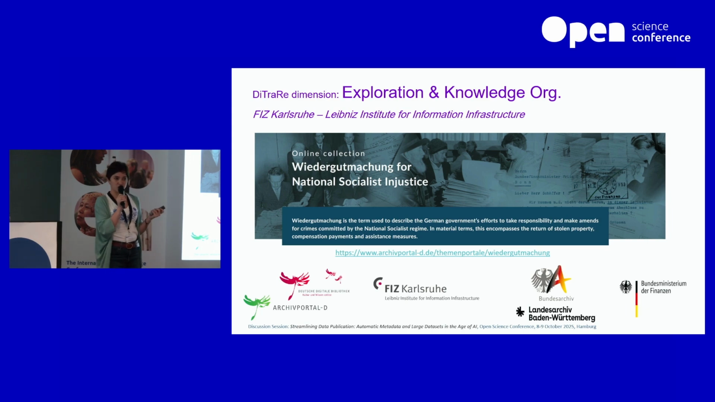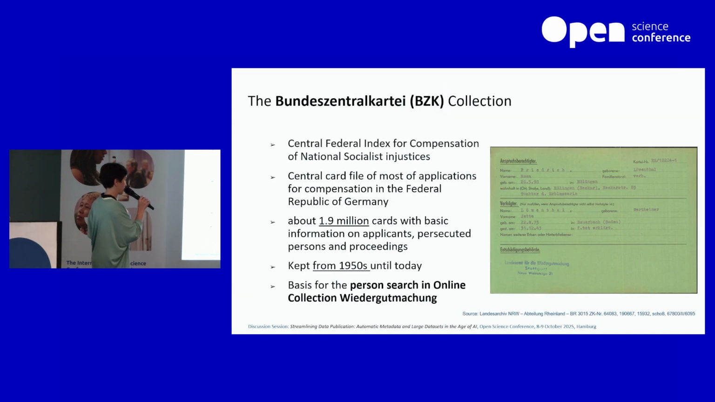There is a huge amount of visual data, so we have scanned images, and the particular case that I would like to talk about right now is a subset of these documents called the BZK index cards. This is a collection of about 2 million cards indexing all of the court procedures and proceedings that relate to the topic of Wiedergutmachung. This data set already contains about 4 terabytes of images from the central index card.